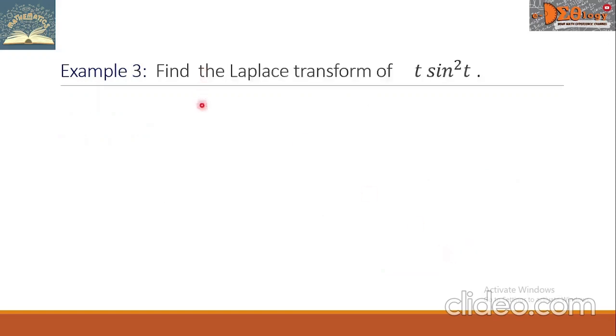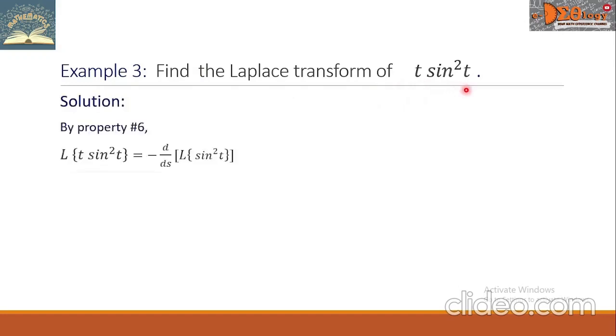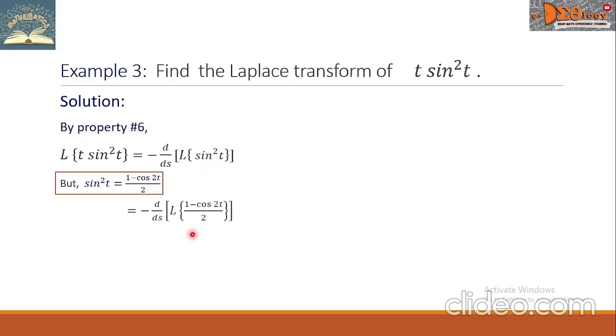Example 3. Find the Laplace transform of t times sine squared t. By property number 6, we write the L of t times sine squared t is equal to the negative of the derivative of L of sine squared t. We're going to use the identity that sine squared t is equal to 1 minus cosine 2t over 2. We substitute this value in here and it becomes like this.